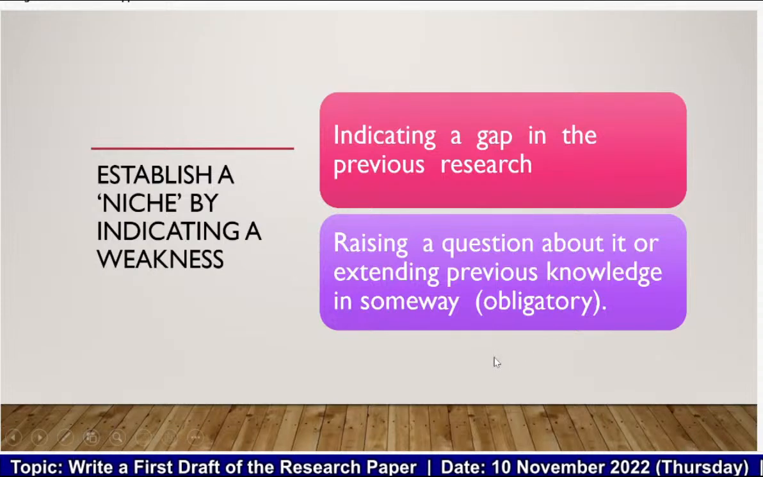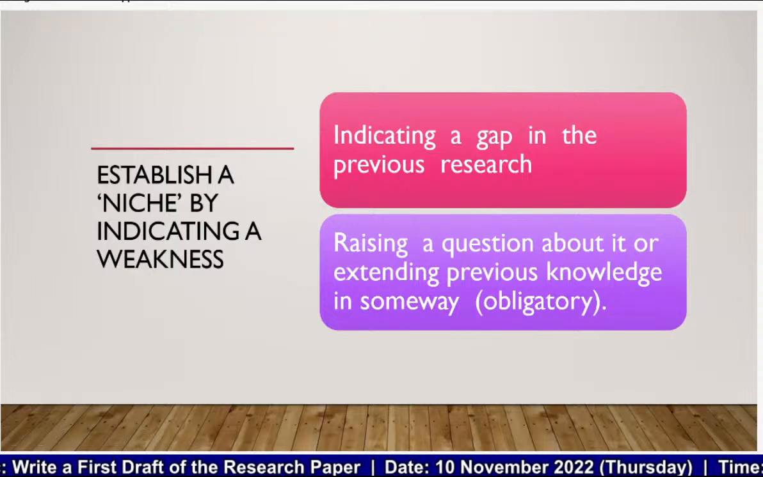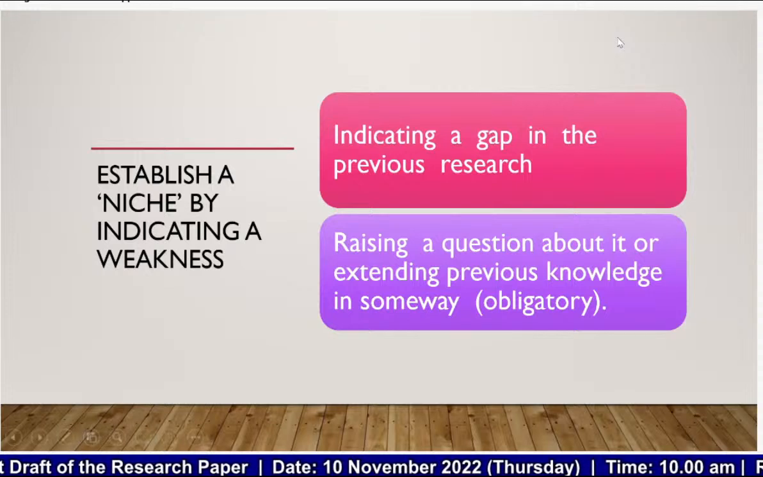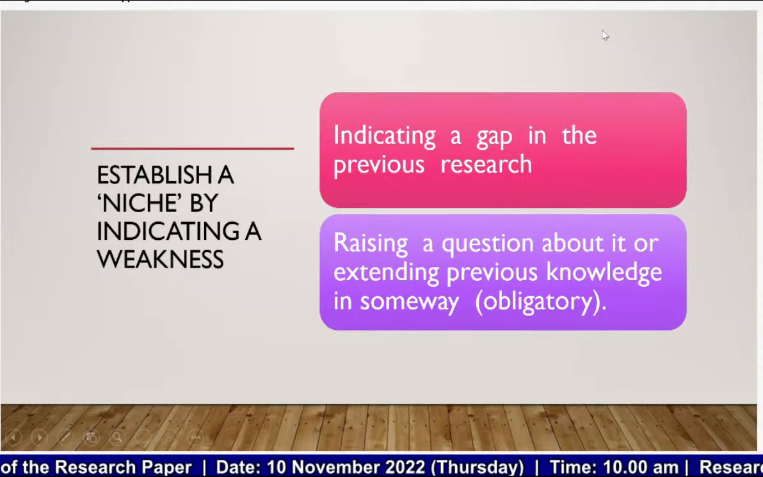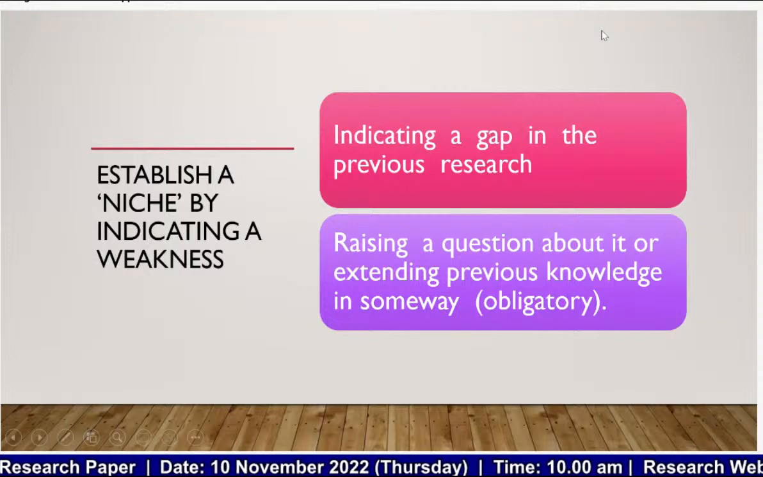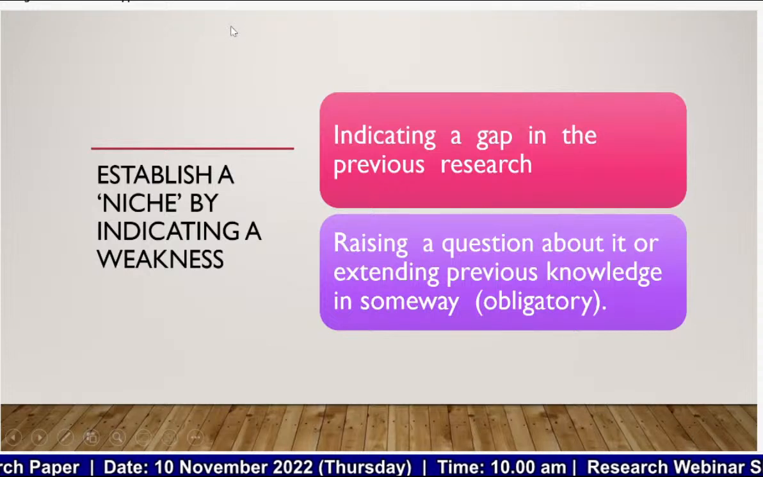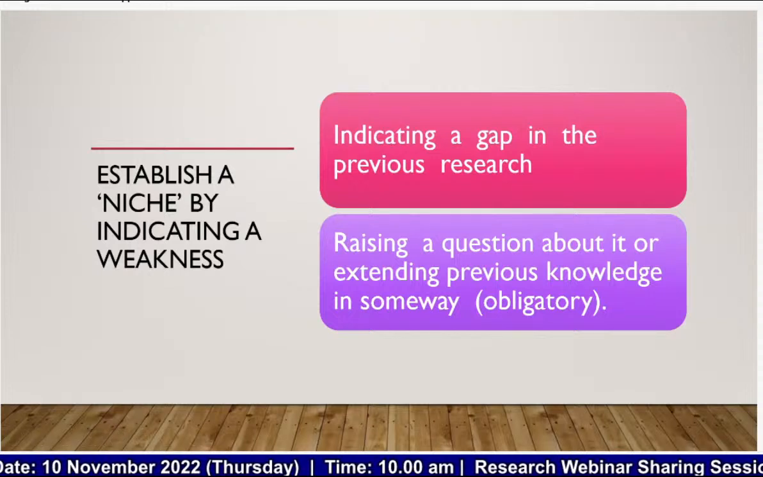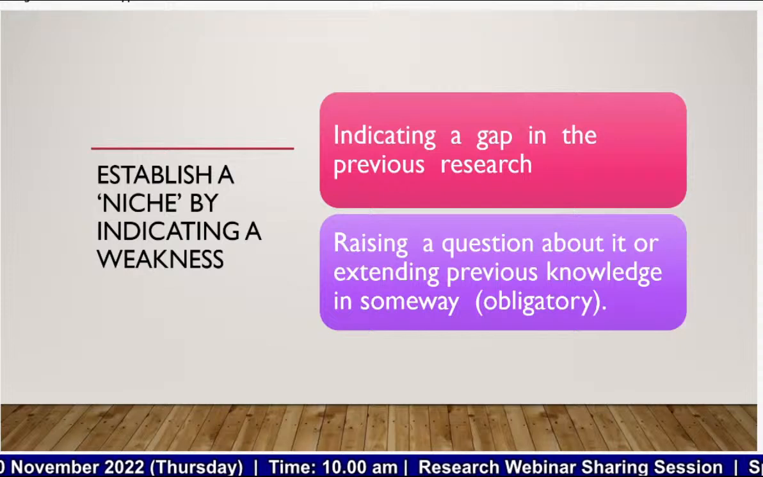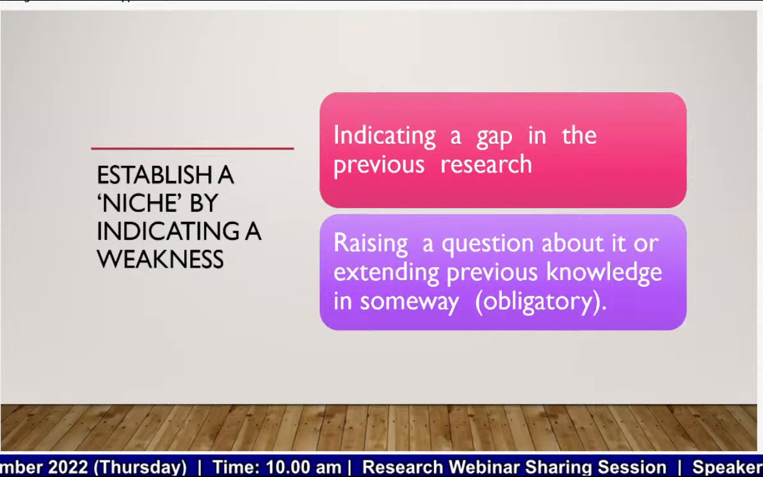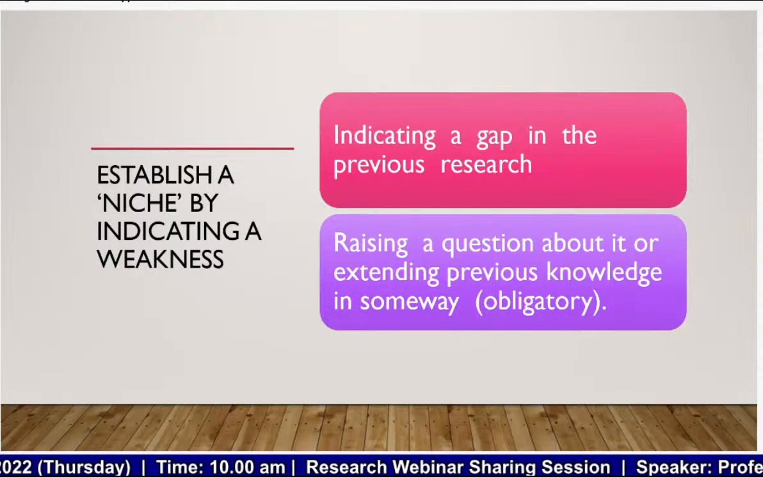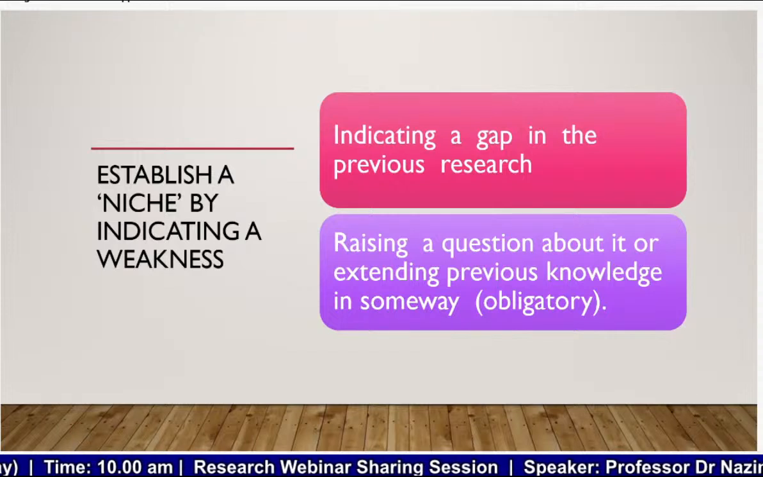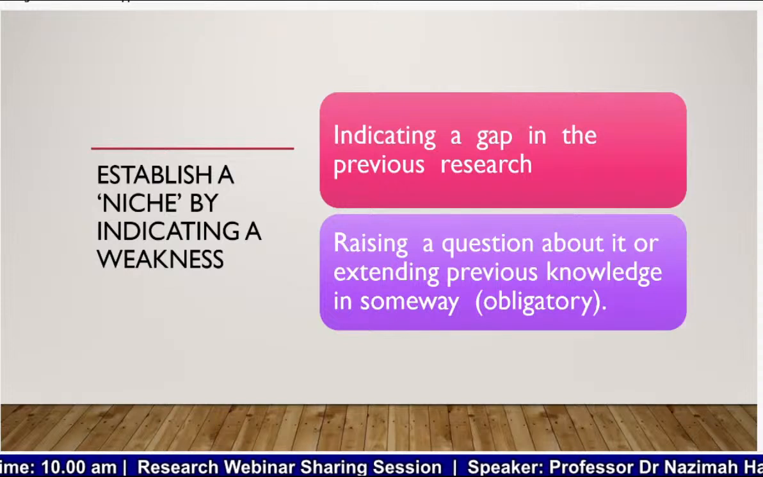So how do you establish a niche? You've indicated from your readings. Readings are the most important thing before you carry out research. You need to identify the gap and indicate this gap. This gap is what you should identify in probably the last paragraph of your introduction before you introduce your objective. Raising a question about it or extending previous knowledge in some way is obligatory.